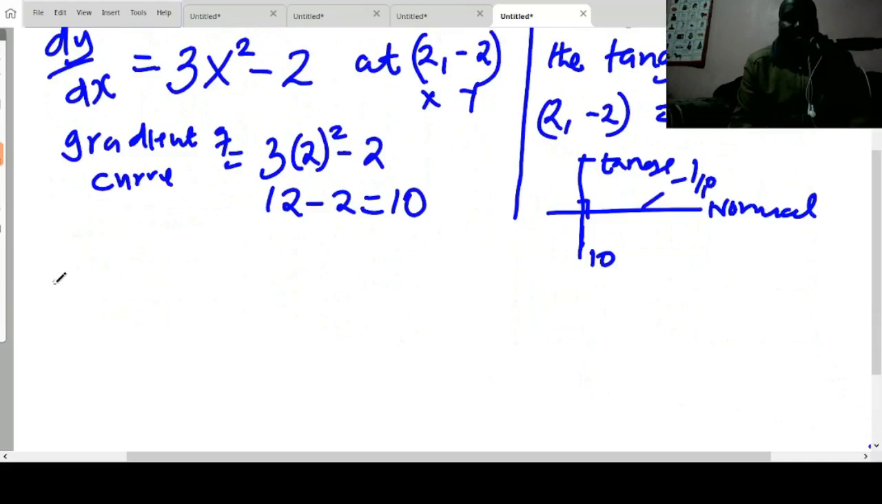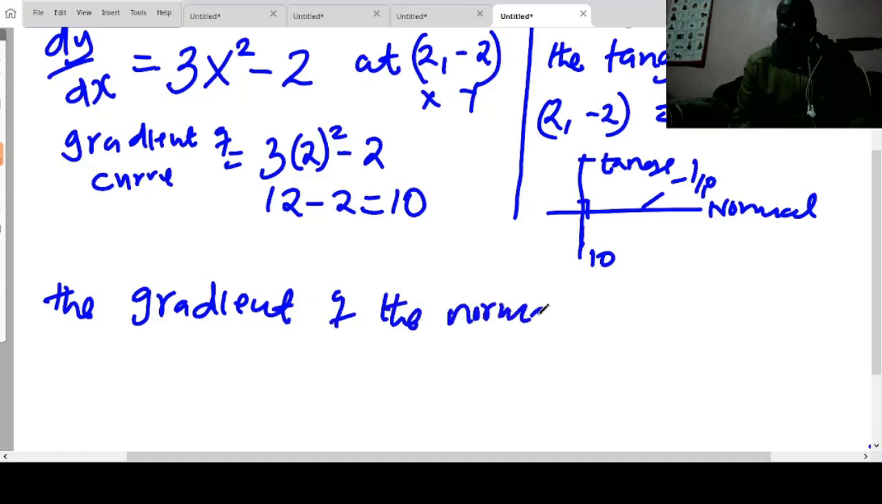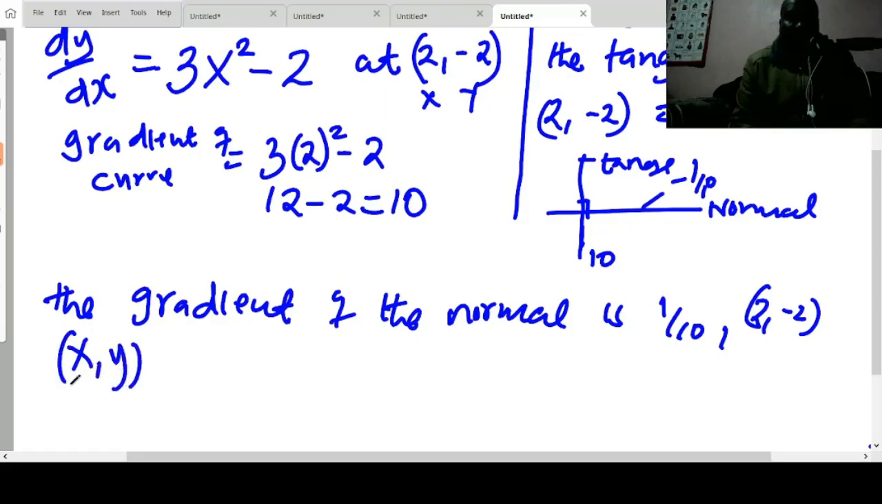Now next we say the gradient of the normal is -1/10. Now we have the gradient, and we have the point where they intersect at (2, -2). How do you get the equation of a straight line? Because a normal is a straight line, as you can see. So we have the point and we check the general point x and y. Now this is the knowledge I have taught in the first video, form 2 work, and this is very important.